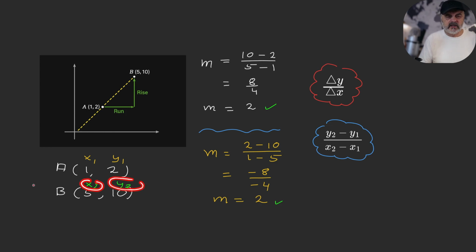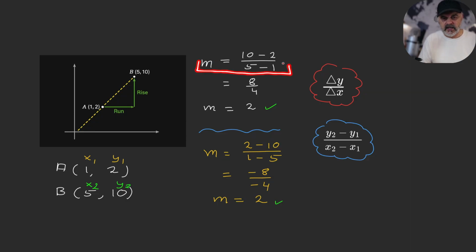Now, it doesn't matter whether A is first and B is second, because you can call either one number 1 and the other number 2. And then you switch the values, and you still do it the same way. You find the rise, the difference in y values, divided by the difference in x values.